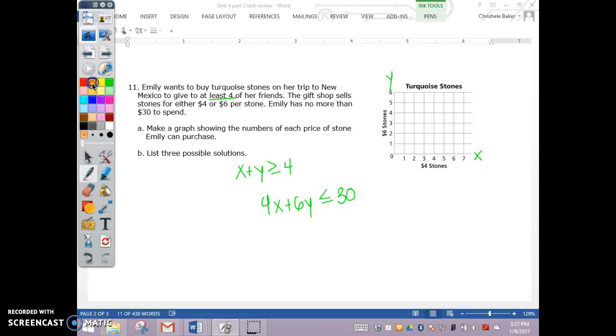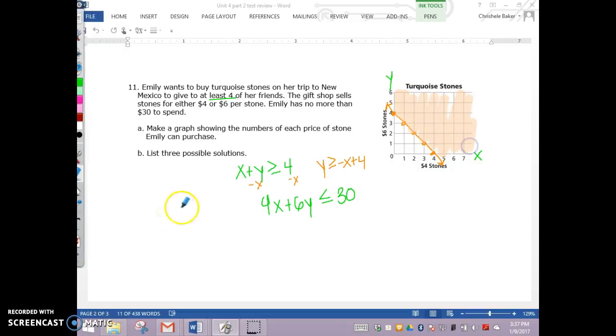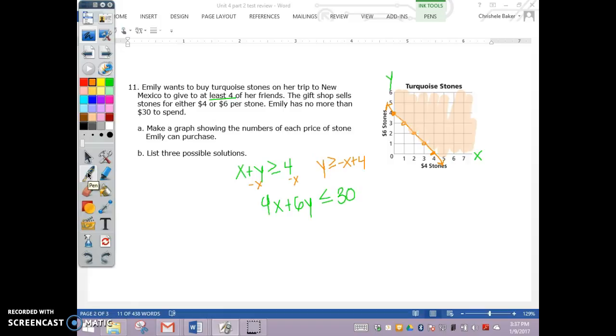So to graph, remember we have to graph these because with systems of inequalities, it's where the shaded part overlaps. So I have to get this into y equals. So I'm going to subtract x from both sides. Down 1 over 1, down 1 to the right. And we are shading greater. We are shading up here. 0, 0 wouldn't be shaded because if you buy 0 stones, then you don't have enough for all your friends.